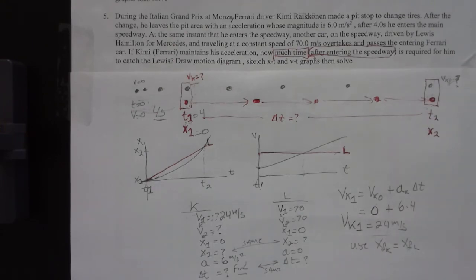So I need expressions for x. For Kimi, I want to keep the time because it's the same. Keep the final position because it's the same. This final velocity here, I want to avoid that. So I need the equation that does not have velocity final in it. And that equation is x final equals x initial plus v initial delta t plus 1/2 a delta t squared.